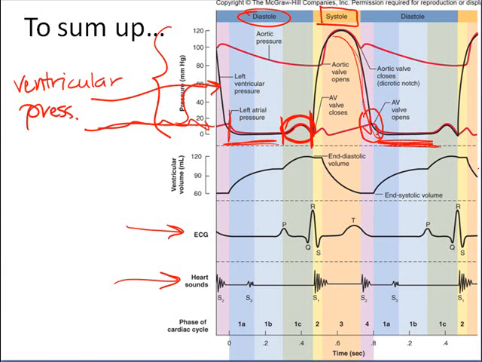Remember again that the atria are doing something different. Their points of great pressure and their low pressure points are different from the ventricles because the atria contract at a slightly different time and relax at a slightly different time.